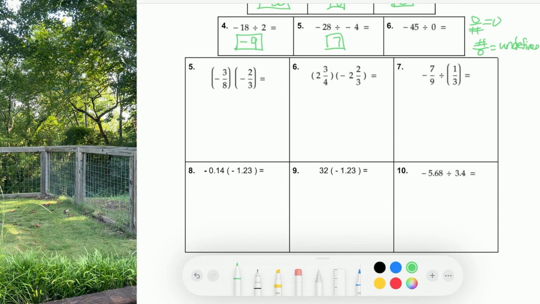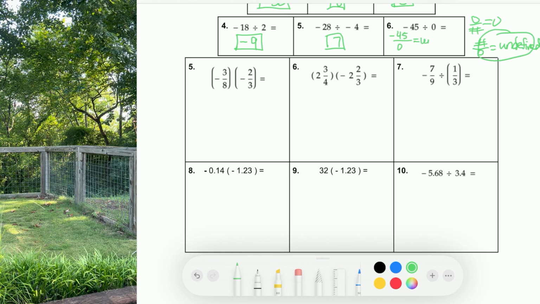All right, so I'm going to write this as a fraction. Our first number is always the numerator. The denominator is always the second number. This fits this scenario here, so I know that my answer is undefined. I can't have -45 of nothing.